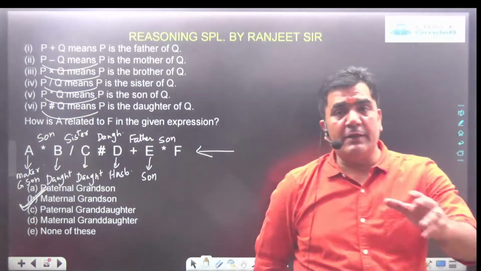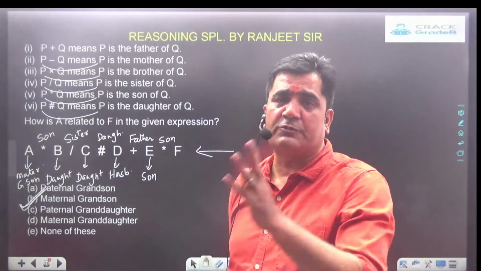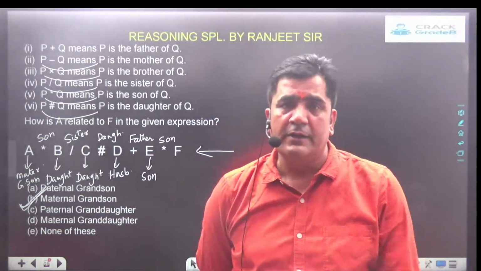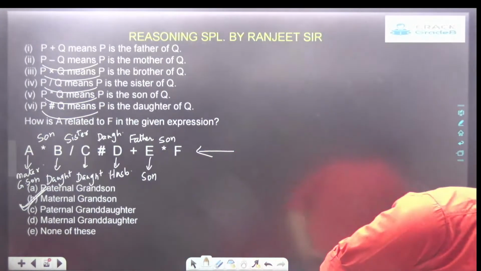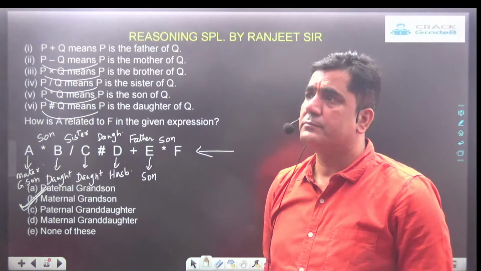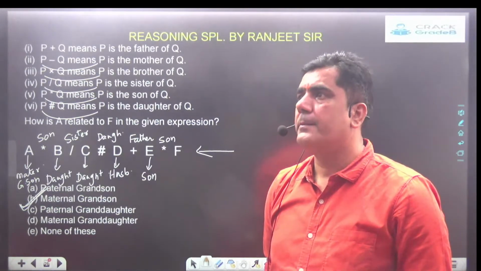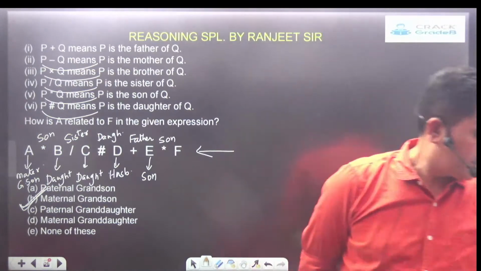See, everybody will plot the family tree for these sorts of questions, but we are solving these questions without plotting the family tree. And whenever you stop plotting the family tree in the exam, undoubtedly it is going to save your time in the exam. Clear?